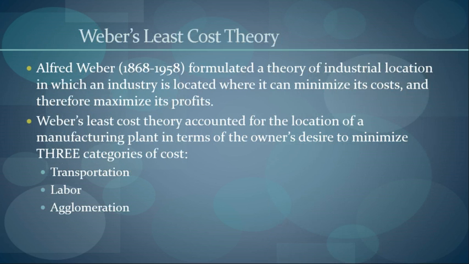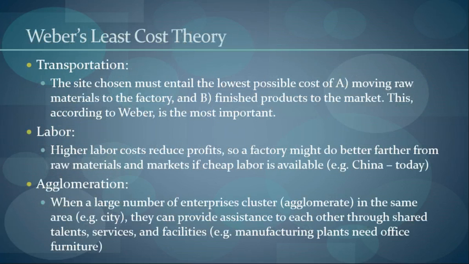Okay, so that brings us to Weber's least cost theory. Why are all of these things where they are? Now, Alfred Weber formulated a theory about industrial location, and basically you put something where you can minimize its cost and maximize its profits. That makes total sense. There are three categories of costs that have to be taken into account: transportation, labor, and agglomeration.